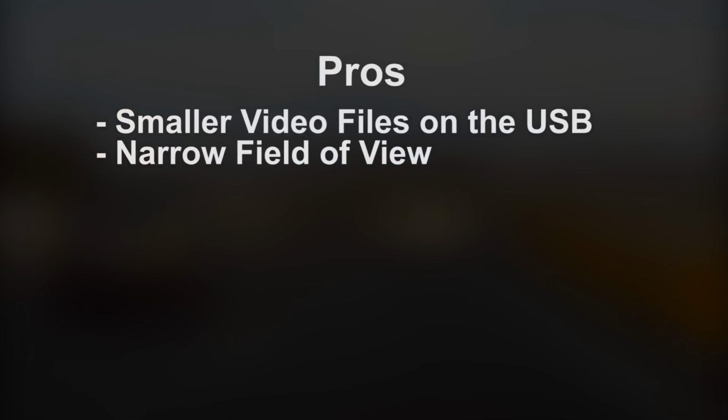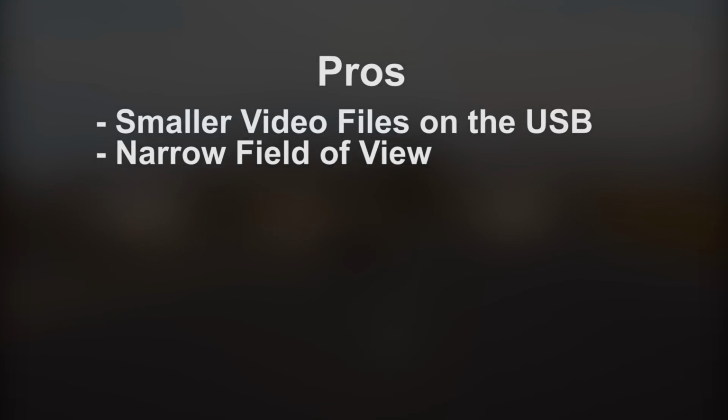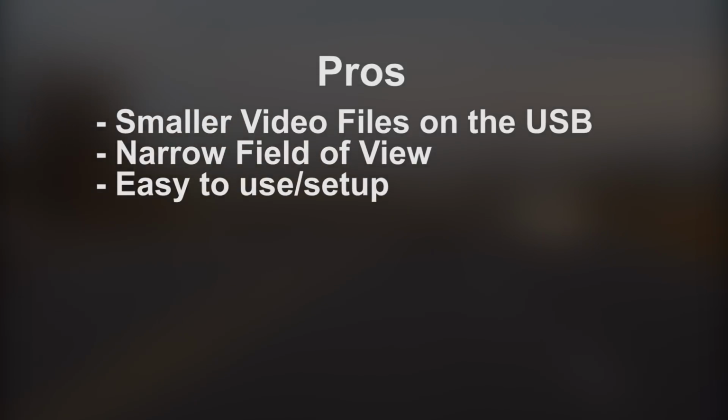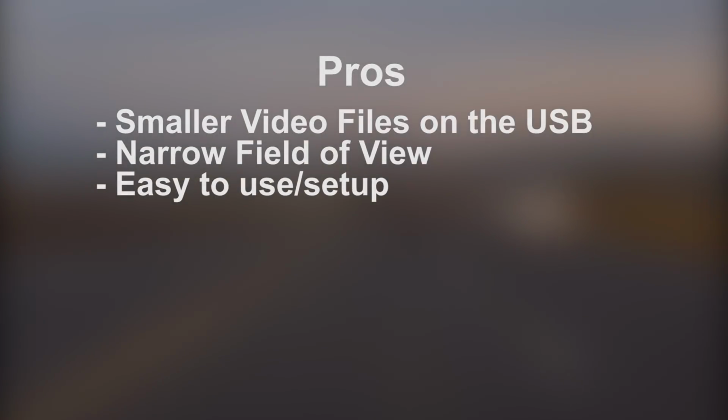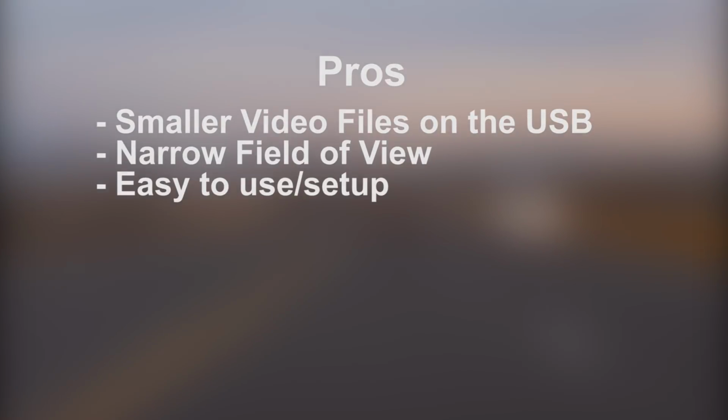The narrow field of view also makes it easier to read license plates compared to other aftermarket cameras like the Blackvue, which are zoomed way out. Ease of use. The TeslaCam has no hardware to install other than plugging in the USB after it's formatted properly. And best of all, the TeslaCam is free.